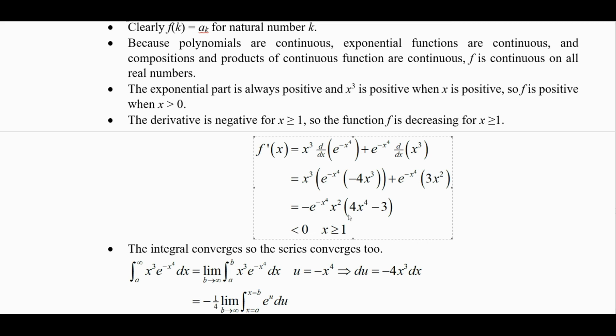And notice that that's less than 0. For x's, when x is 1 at least, 4 times 1 to the fourth is at least 4 or bigger. Subtracting 3, it's at least 1, so it's positive. X squared is positive no matter what, unless you put in x to 0, but we're talking about x bigger than 1. And e to any power is positive. So you got positive, positive, positive, but then you got the negative out front. So the whole thing is negative, which means f is decreasing, at least from 1 on out.